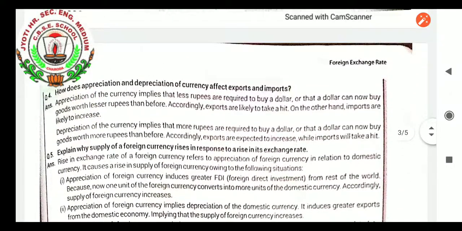Next comes, students, how does appreciation and depreciation of currency affect exports and imports? Appreciation of the currency implies that fewer rupees are required to buy a dollar, or that a dollar cannot buy goods worth fewer rupees than before. Accordingly, exports are likely to take a hit. On the other hand, imports are likely to increase. Depreciation of the currency implies that more rupees are required to buy a dollar, or that a dollar can now buy goods worth more rupees than before. Accordingly, exports are expected to increase while imports will take a hit.